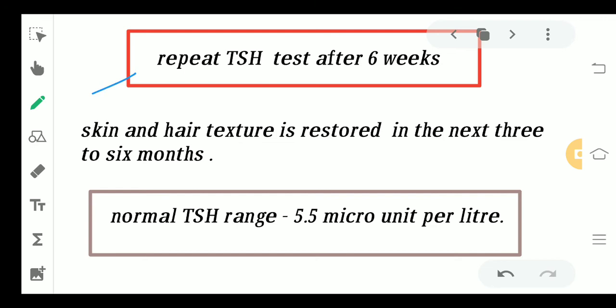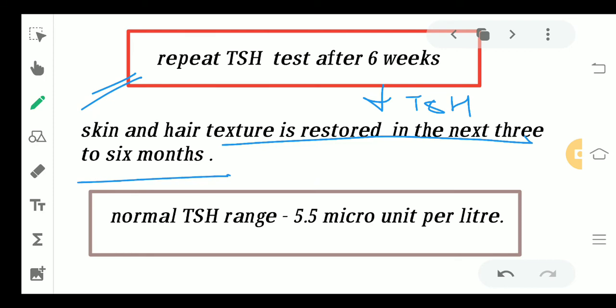Now you have to repeat the TSH test after 6 weeks to monitor whether the TSH level has come back to normal or not. If it is normal, you can just stop the thyroxine tablet therapy, otherwise continue it further. Now the skin and the hair texture are going to be restored in the next 3 to 6 months. It will take time, but everything is going to be restored. The weight is going to be managed. Also, weight loss exercises are to be recommended to the patient, that he has to exercise properly so that the weight is under control. Okay.